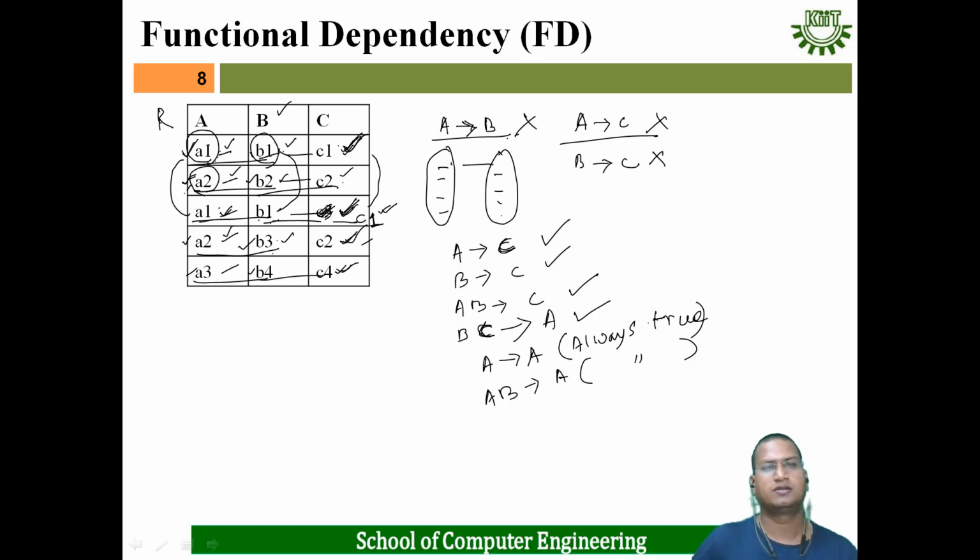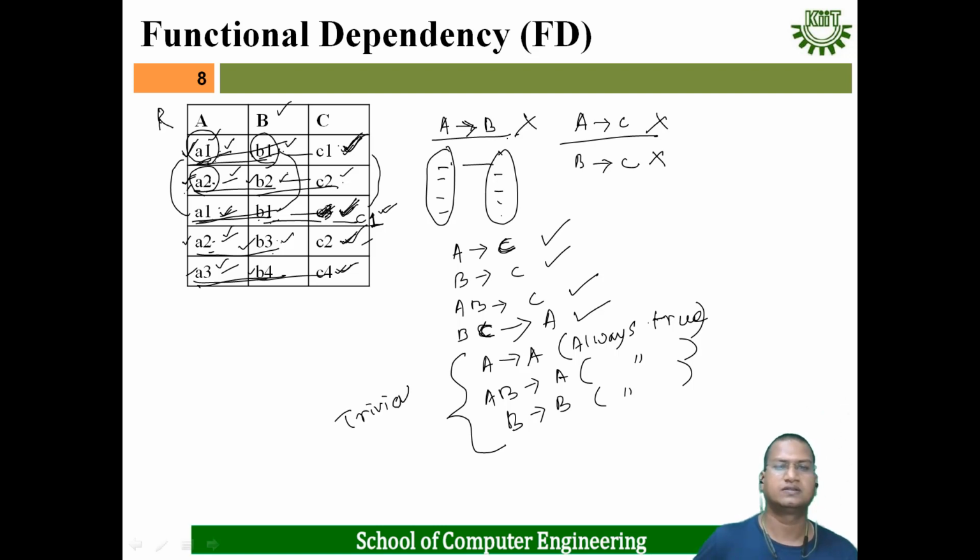We will check this. Suppose A1 B1 determining A1. Again, A1 B1 repeats here. A1 B1 determining A1, A2 B2 determining A2, then A2 B3 determining A2, then A3 B4 determining A3. These are always true. Then B determining B, just check. This is also always true. Such kinds of functional dependency are named trivial functional dependency. And such kinds of functional dependencies are known as non-trivial functional dependency.